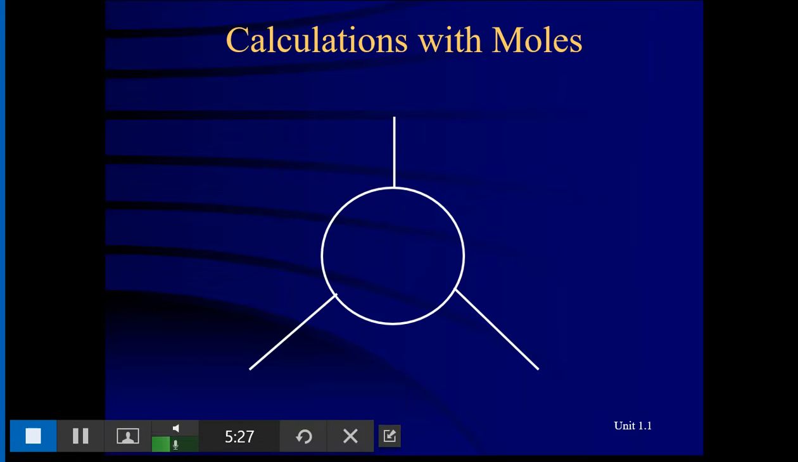Okay, now for those of you that have been in my class before, this diagram is going to look familiar to you. We're going to make conversions between different quantities. This is my little graphic organizer that I use to help me remember what goes where, and what conversion factors to use. All right, so let's say we wanted to convert the mass of something into moles, or vice versa.